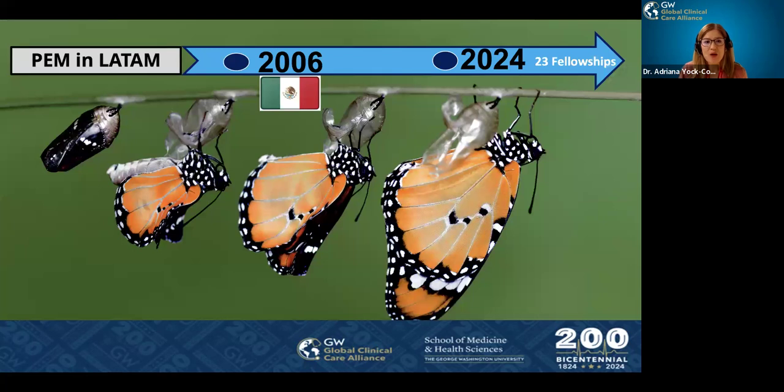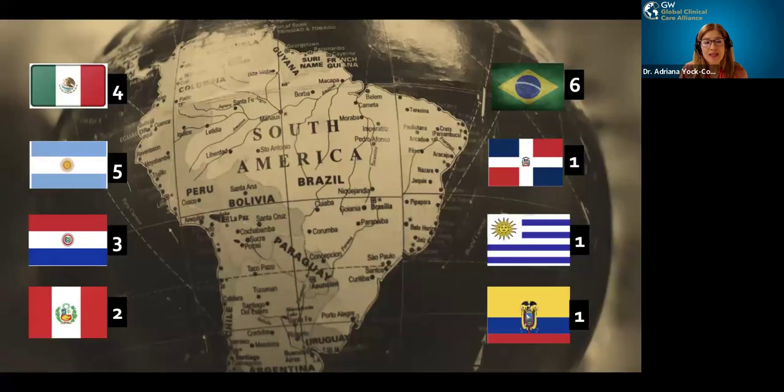Next slide. We now have 4 in Mexico. 2 of them are located in the main children's hospital in Ciudad de Mexico. Then we have 5 in Argentina. Well, actually, Argentina was one of the countries that had their first fellowship in the South Cone. We have 3 in Paraguay, 2 in Peru, 6 in Brazil, 1 in Dominican Republic, 1 in Uruguay, and 1 in Ecuador. All of the fellowships are in university hospitals and also in the main children's hospitals of their countries. Next slide.